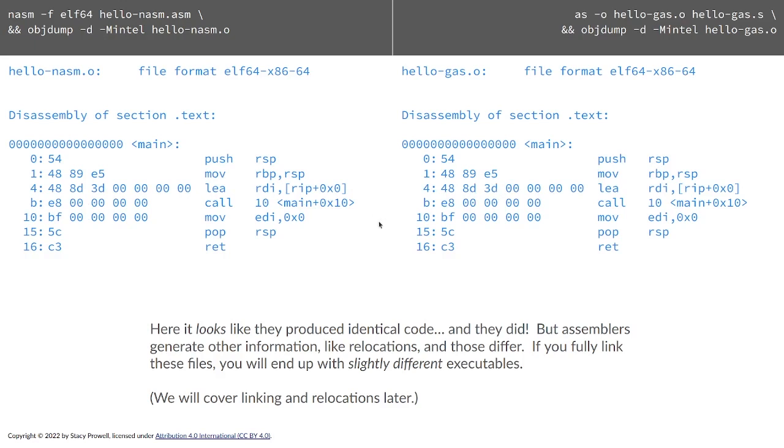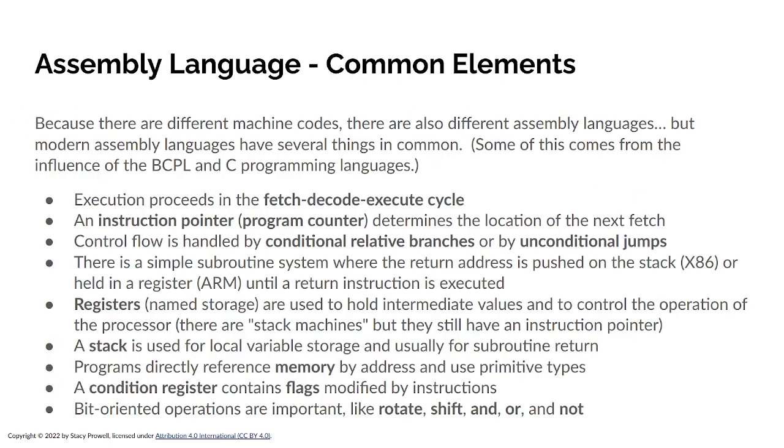But you have to keep in mind that assemblers actually generate other information. They'll generate something called relocations, and we'll talk about those later. And these things can differ slightly. They may put notations in the code. They may put commentary in the file itself. And all those things can be different. And if you take these two files and you just do a straight binary diff on them, you'll find that they differ. And we'll cover linking and relocations later on.